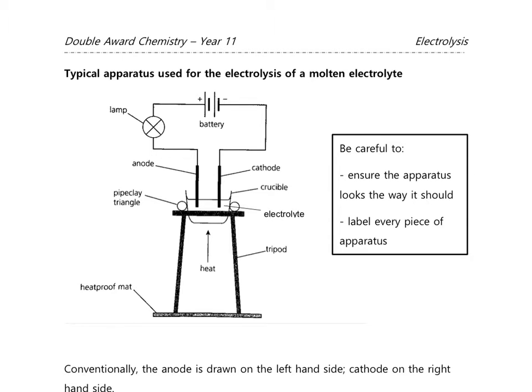And conventionally what we do is we draw the anode, and that's the positive electrode, on the left, and the cathode on the right, which is a little bit different than on your diagram on page 3. But this diagram here in front of you, that's the one you want to focus on. Anode on the left, cathode on the right. It's not always drawn that way, but conventionally that's the way we do it.